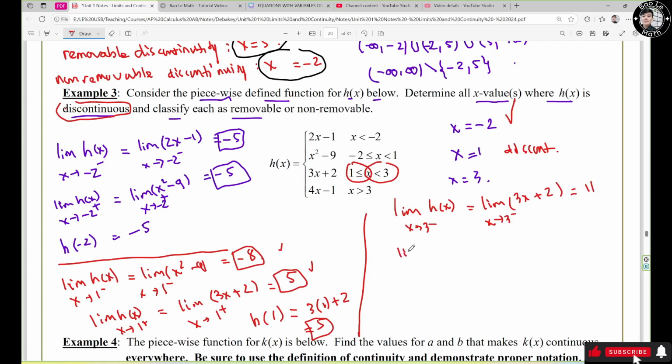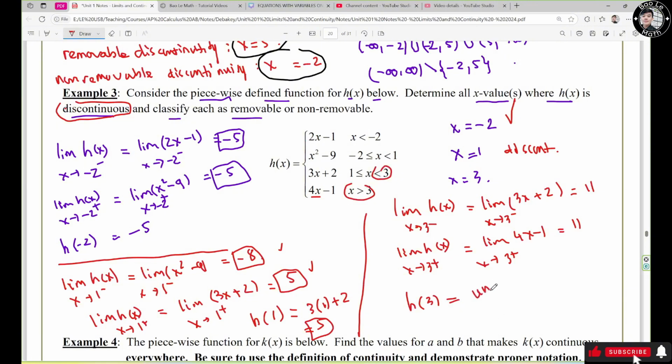Similarly, you have the limit of the function h of s when s approaches 3 plus, it's going to be this one right here, so 4s minus 1. The limit of 4s minus 1 when s approaches 3 plus. So substitute 3 for s, it's going to be 11, right? Now you need to calculate h of 3, right? And for h of 3, we look at this one, there is no equal sign. So h of 3 is undefined.